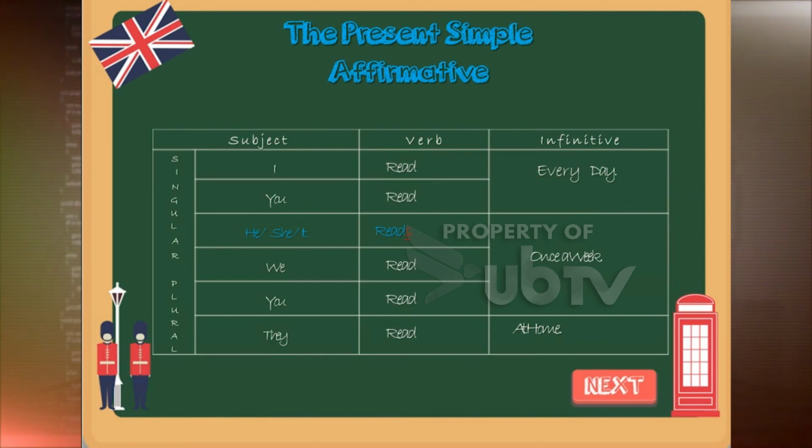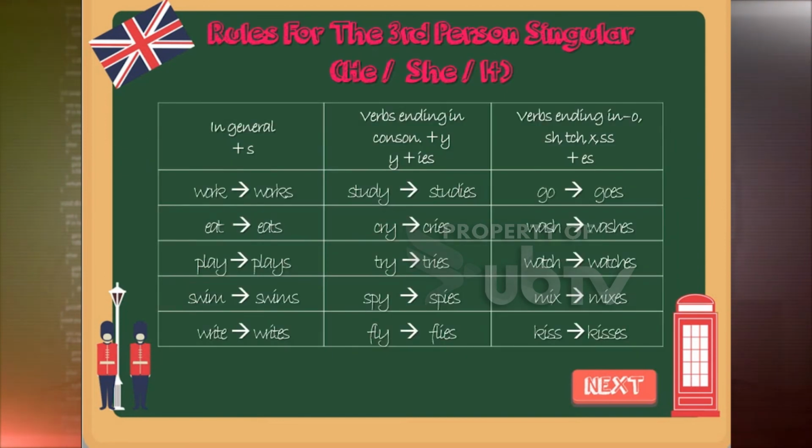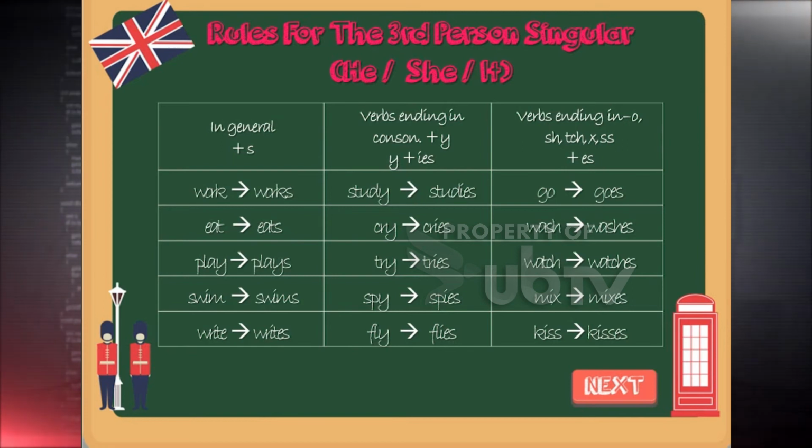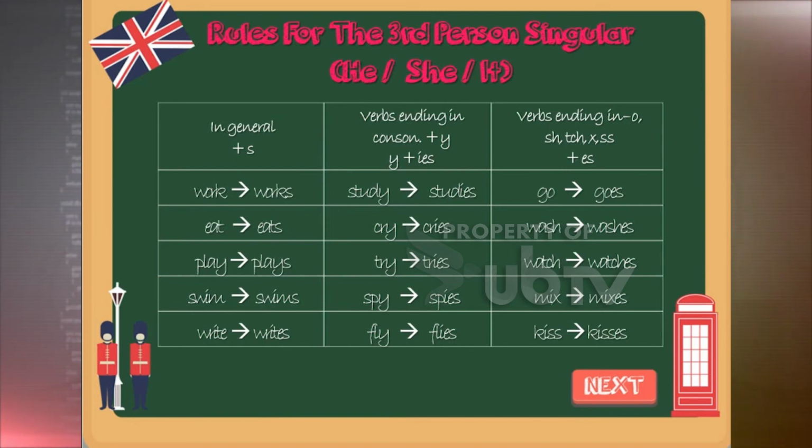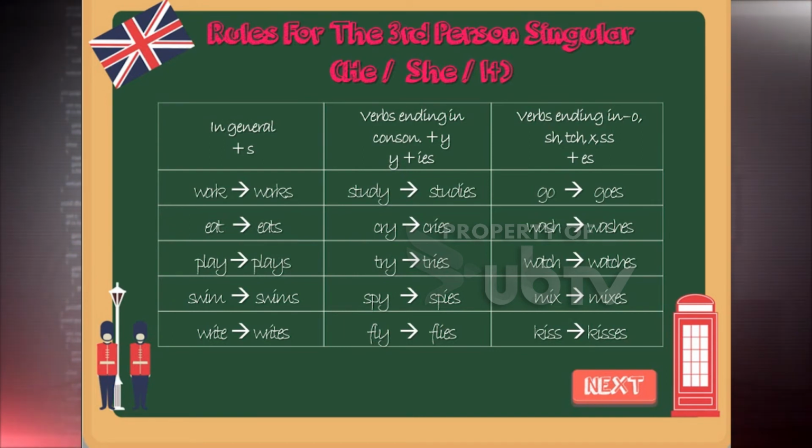Okay, next. But anyway, maybe all of you already know that the subjects are I, you, they, we, she, he, it. And if you have a verb, read, and you connect it with I, the verb is still read, without any addition. I read every day. You read every day. So this is the simple present, right? Yes, of course.